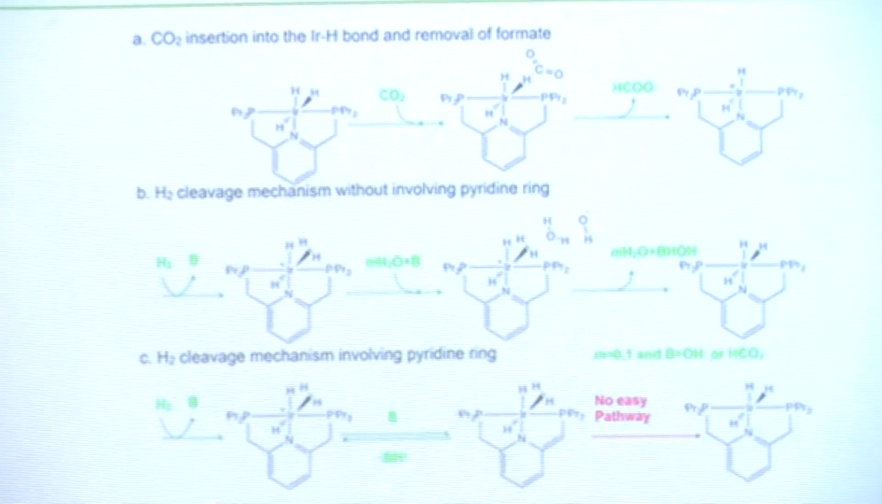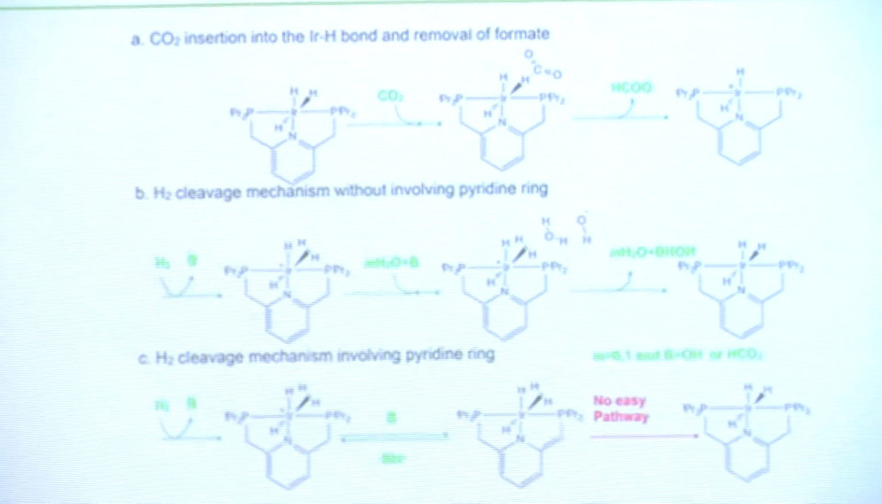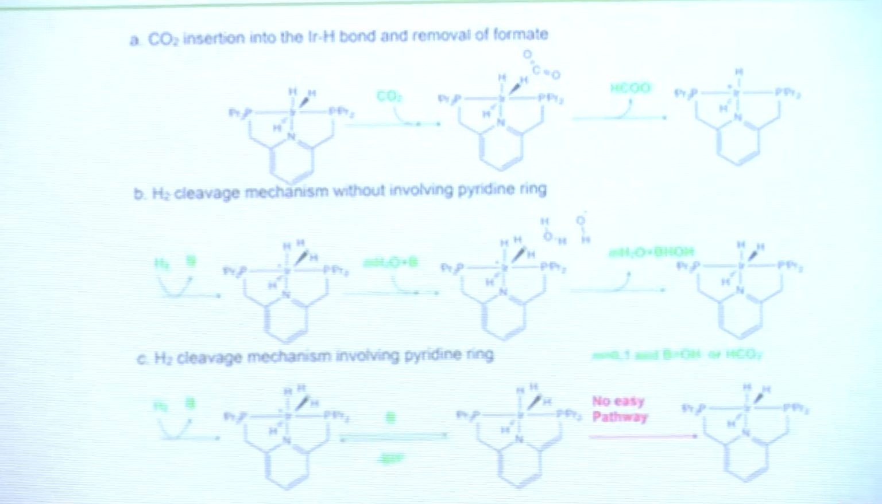So the last one you see is the one with the pyridine ring, which they clearly state in red. It says no easy pathway because it's really tough and really energy demanding.